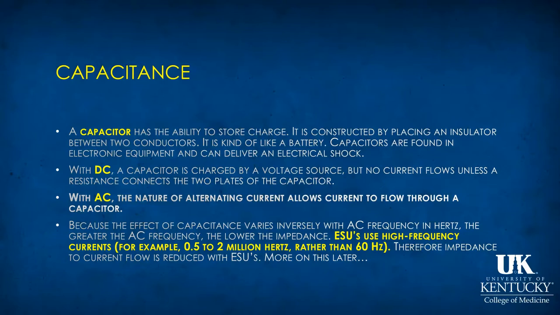Because the effect of capacitance varies inversely with alternating current frequency in hertz, the greater the alternating current frequency, the lower the impedance. ESUs use high frequency currents, for example 0.5 to 2 million hertz, rather than the 60 cycles per second that is existent in the wall plugs. Therefore, impedance to current flow is reduced with ESUs. We'll talk about this a little bit later.